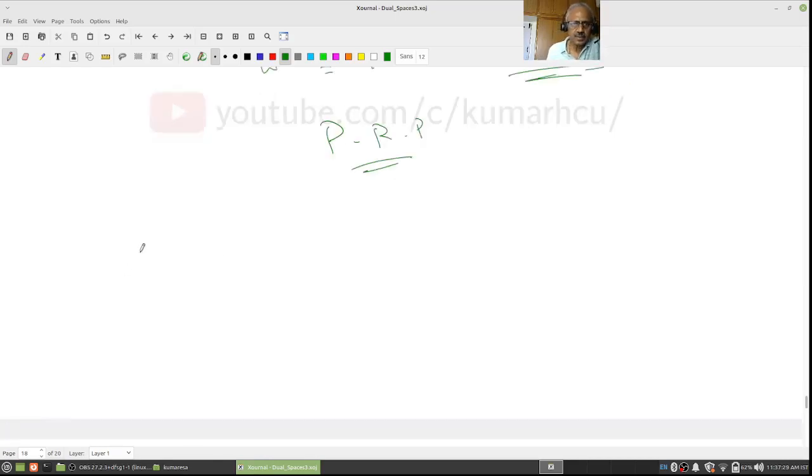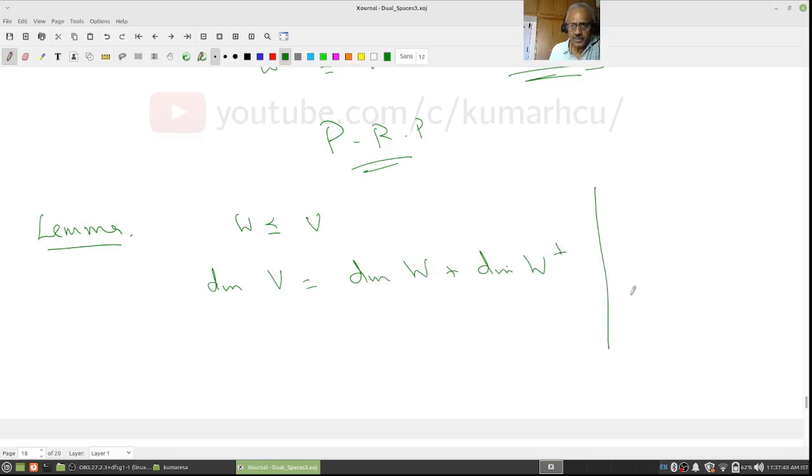Okay, so let us prove a lemma and then stop the lecture. Suppose W is a vector subspace of V. Then we want to claim the dimension of V is the dimension of W plus the dimension of W perp. Notice that if V is an inner product space, and W perp stands for the orthogonal complement, then we know V is the direct sum of W and W perp, which is an orthogonal direct sum. Therefore, the dimension of V is the dimension of W plus the dimension of W perp.